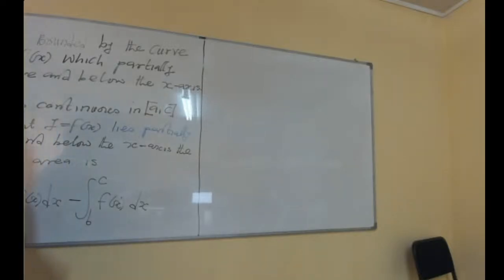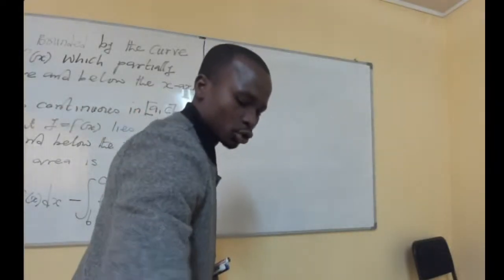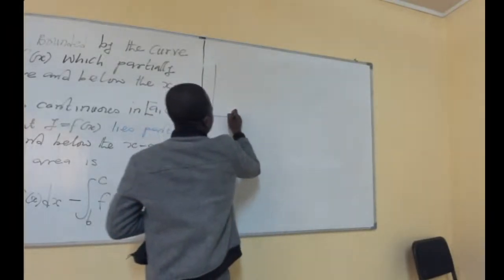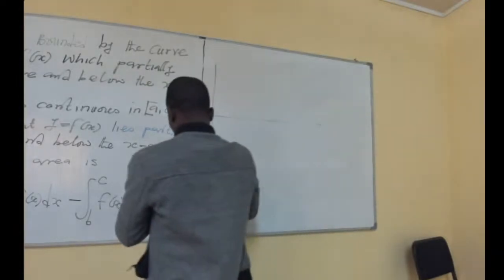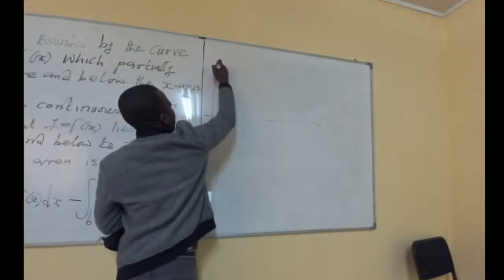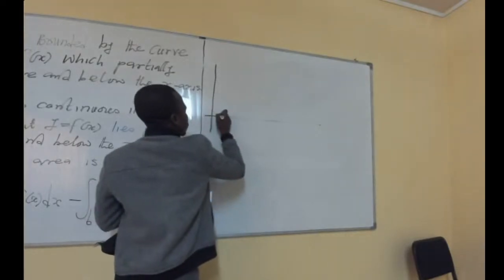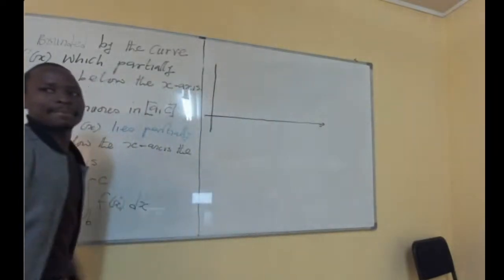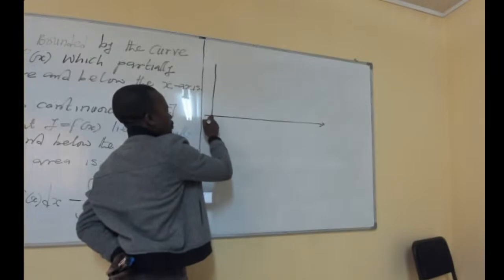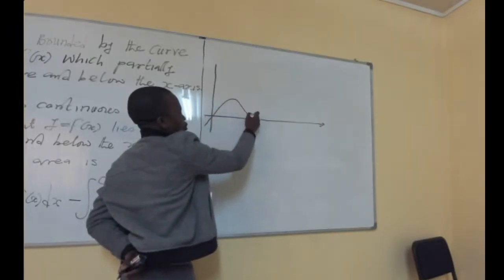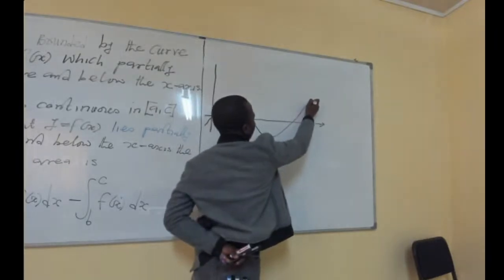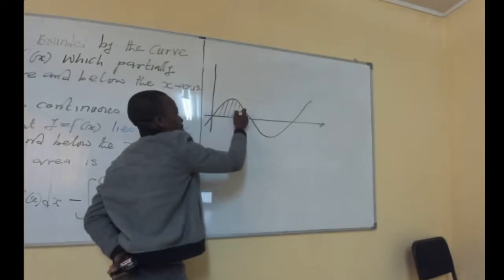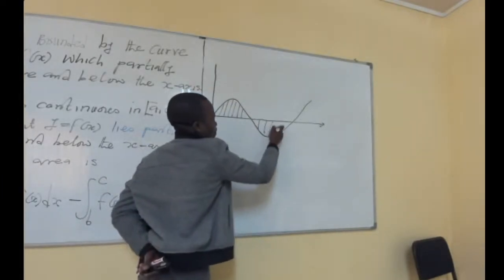Okay, an example of this kind of region is the one that I'm sketching here. An example of such a region is a situation where the curve is partially below the x-axis and partially above the x-axis. So you have a curve which behaves like this. It comes, then it goes down, then it goes up. Then they're asking you to find the area of the shaded region.